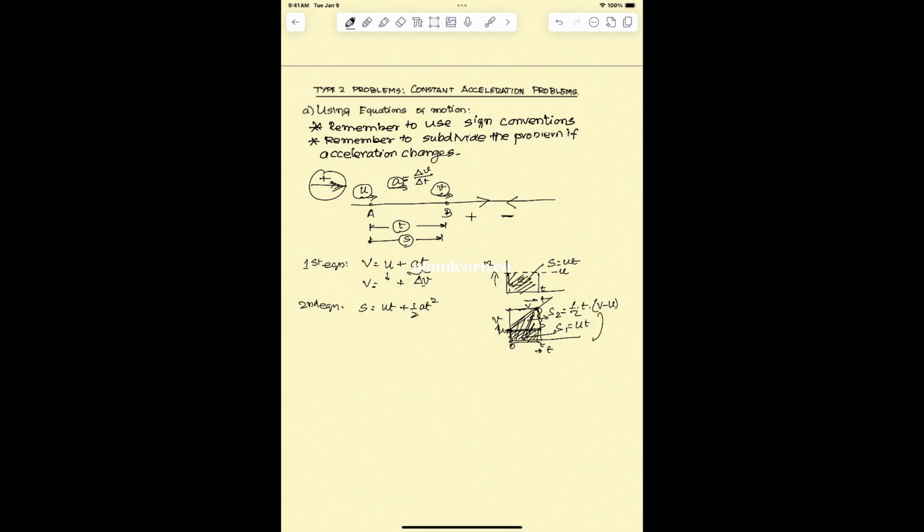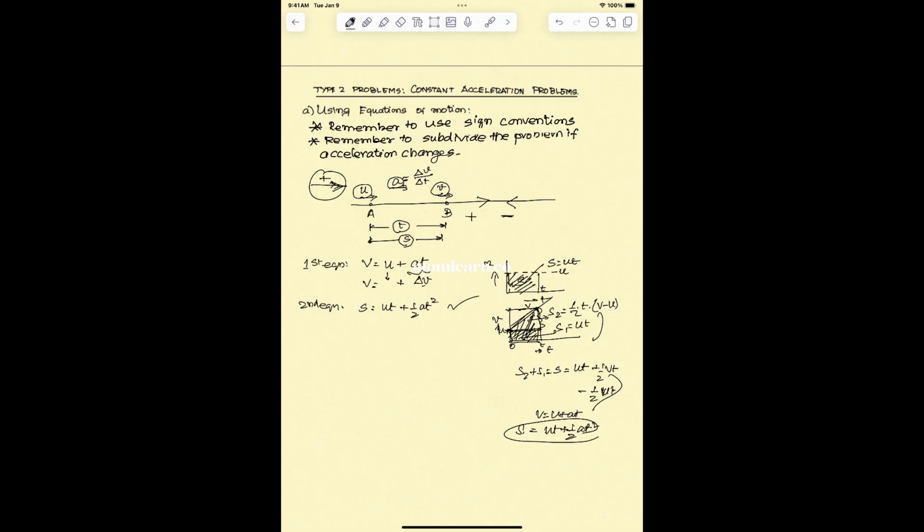Now add up these two, and you will get S2 plus S1 equal to the total displacement, which is UT plus half VT minus half UT. Now, substituting from the first equation V equal to U plus AT, you will get this total displacement equation as UT plus half AT squared. That's how we got this second equation.